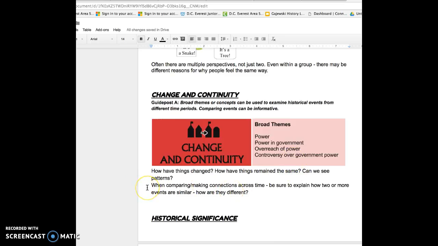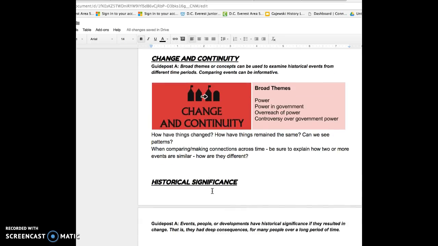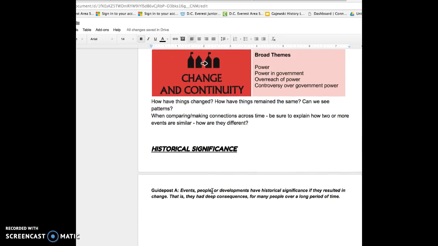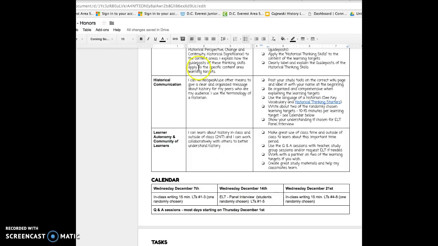When you compare things across time, make sure that you explain how the events are similar, so what has remained the same maybe, and how they are different, what might have changed. And then historical significance means that when we study history, we're not just going to talk about some little trivial things. You want to make sure when you're creating your story that you're picking what's really important here, what has historical significance. And what that means is what has deep consequences for people over a long period of time. And certainly when our Constitution is created, we're going to see that that is the case.